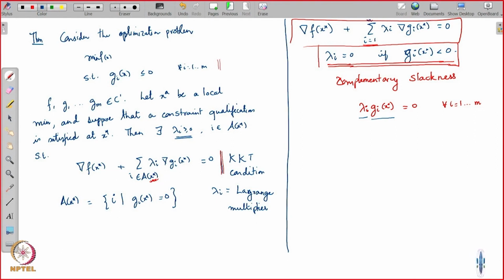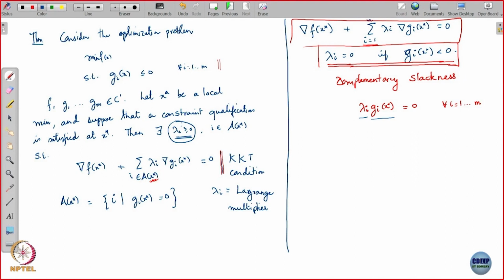Which means that if your ith constraint is active, then I don't care what the Lagrange multiplier is, so long as it is greater than equal to 0 as written here. And if my constraint is not active, then I have no choice but to make sure that my Lagrange multiplier is 0, right.